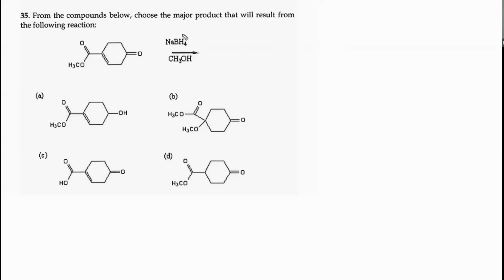So here what happens is sodium borohydride is a reducing agent which can reduce ketones and aldehydes, but it is not capable of reducing esters or carboxylic acids or amides. The reason why sodium borohydride cannot reduce these acid derivatives is because of the lone pair conjugation, which makes this carbon less electron deficient.